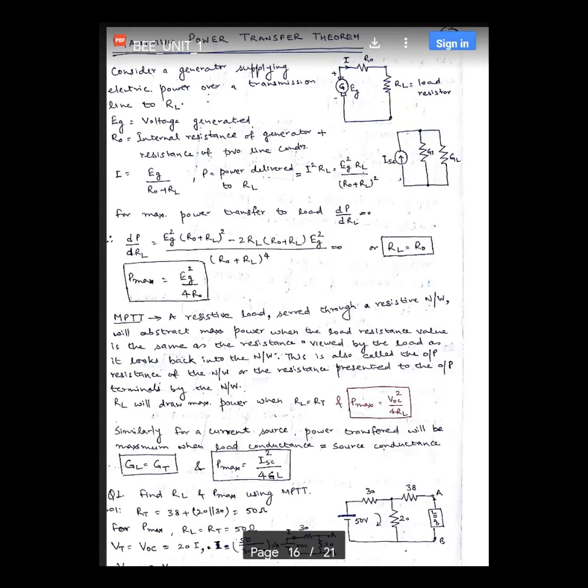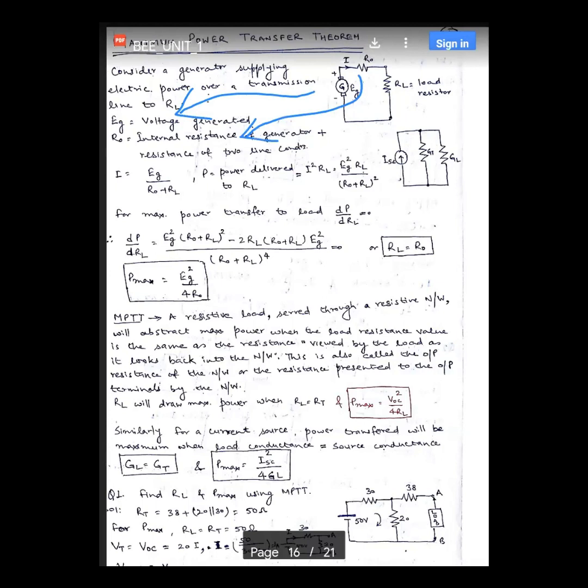Let us assume that the EMF generated by this DC generator is EG, and it has some internal resistance R0. This is the internal resistance of the generator, plus if there is some resistance between the conductors, that is also clubbed into this resistance R0.